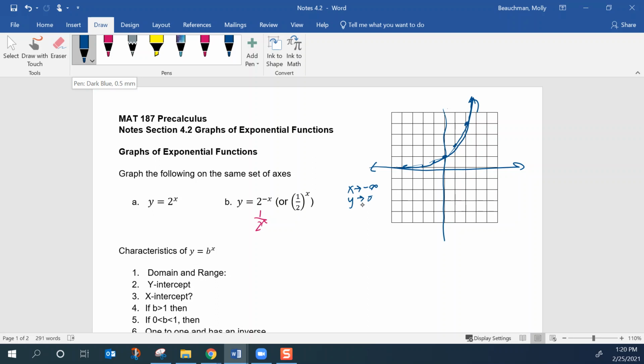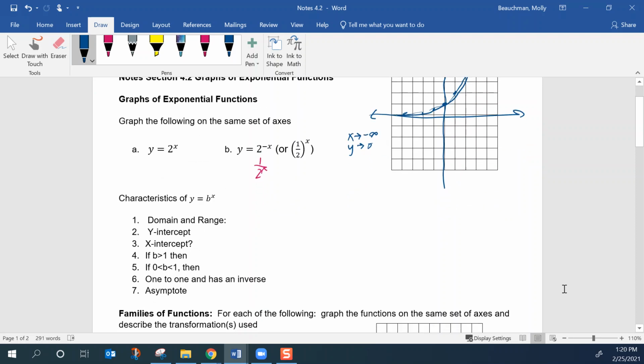That's a horizontal asymptote. So before we take a look at 2 to the negative x, what are the characteristics of y equals b to the x? The domain of the function is all real numbers. We were able to put in positive, negative, and 0. But the range of the function is greater than 0, so the y values are 0 to infinity. The y-intercept is the coordinate (0, 1). X-intercept, there were none. It does not cross the x-axis.